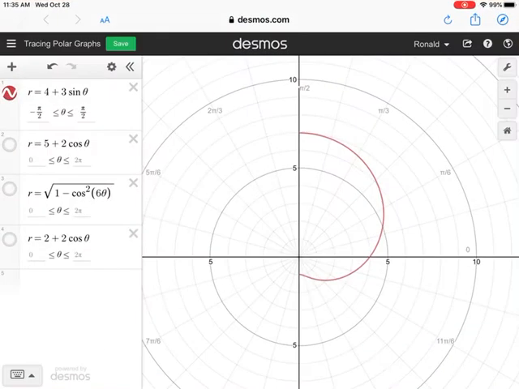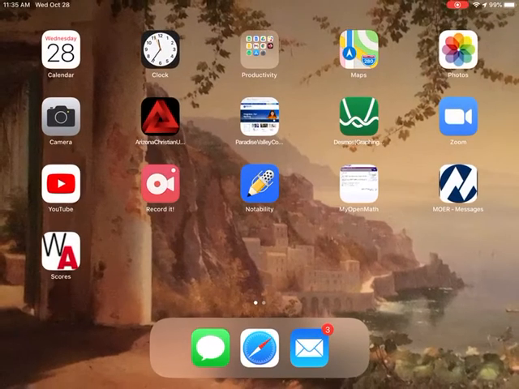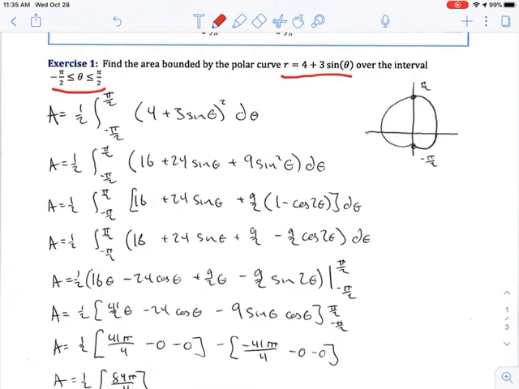Moving over to Desmos, here is what this graph looks like. We have 4 plus 3 sine of theta, and I have graphed it over the interval from negative pi over 2 to pi over 2. So we're basically looking for the area bounded by this curve over this interval. It's just a matter of following the formula.